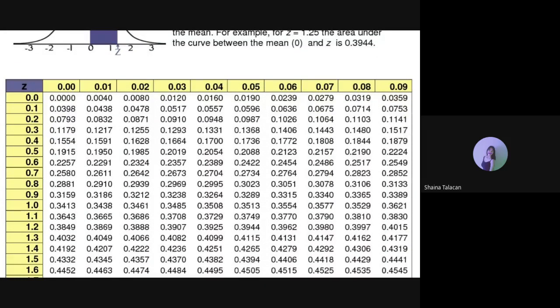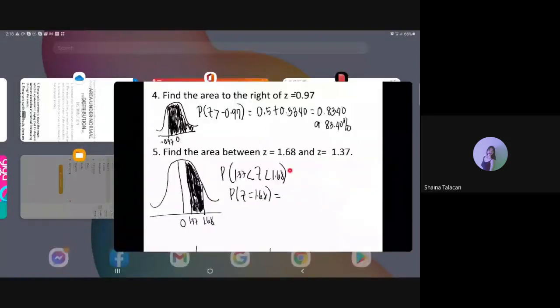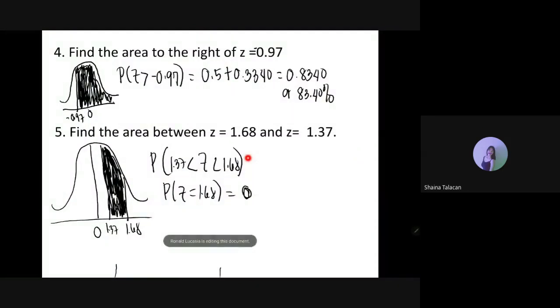What is the answer? 4535. That's correct, Shaina. 4535. Very good. So this will be 0.4535. We don't need to subtract or to add because our reference there is 0.